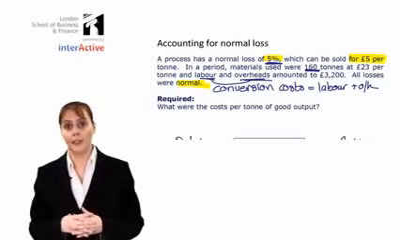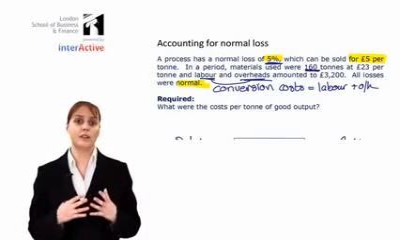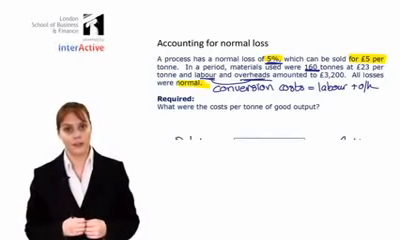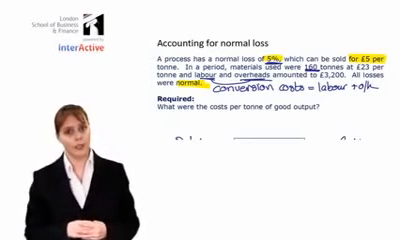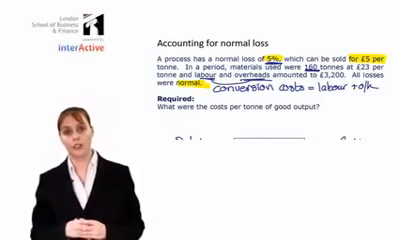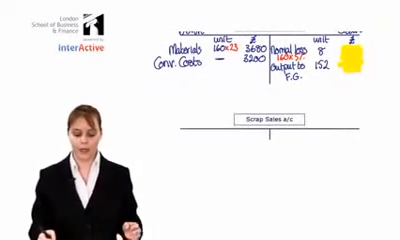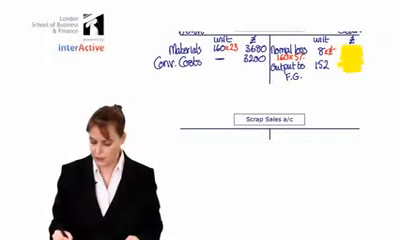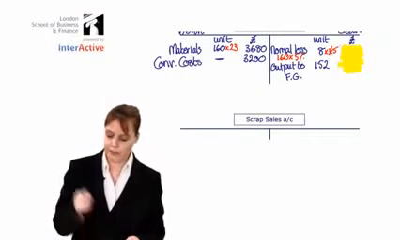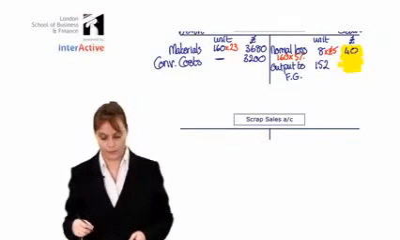But the scrap value will be much lower than the value they would have had they continued on to finished goods. So scrap value would be given to you in a question. In this case, we're told it's £5 per tonne. So the value in the process account of our normal loss is 8 units with a value of £5 each, so £40 in total.